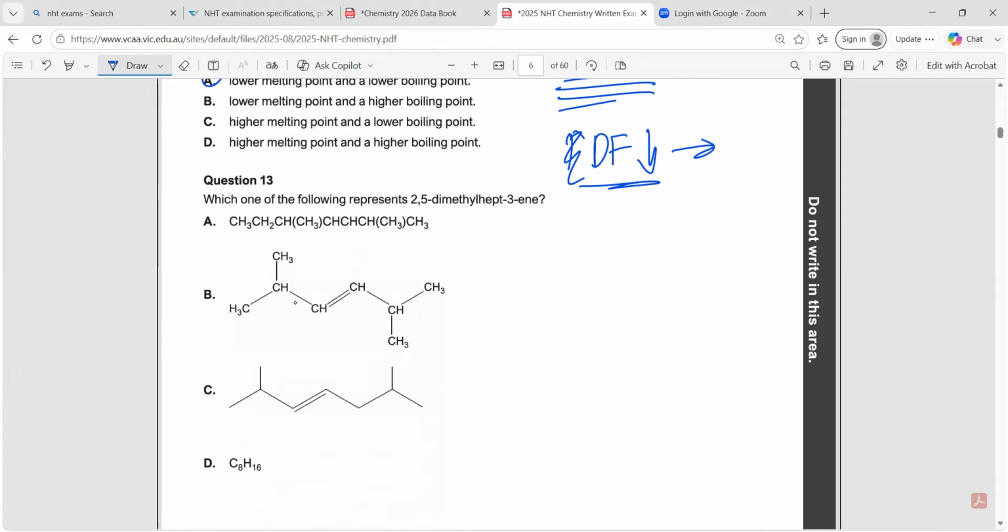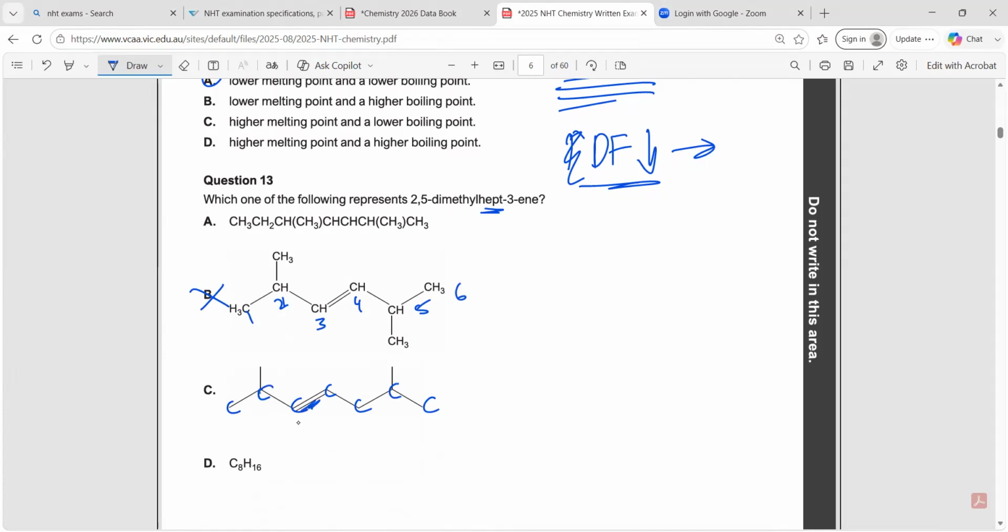2,5-dimethylheptene. So we want to find the longest carbon chain. There's a carbon double bond here at number 3, so that's 3, that's 2, that's 1, 4, 5, 6. Sorry, the longest carbon chain isn't 6 carbons, that's wrong. 1, 2, 3, 4, 5, 6, 7. Off to a good start so far.